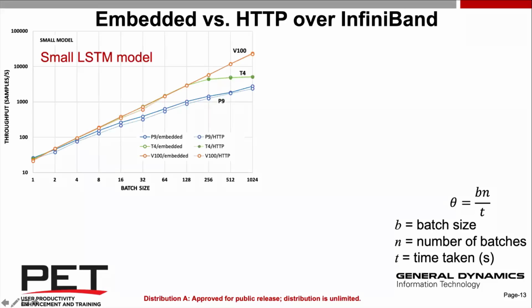For our smallest model, we found some interesting results. We have the throughput in samples per second on the y-axis and the batch size on the x-axis. Notice that the y-axis is log 10 scale and the x-axis is log 2 scale. So while it looks like this is getting a linear increase on a V100 with the batch size, this is actually exponentially increasing if you turned off the log scale.